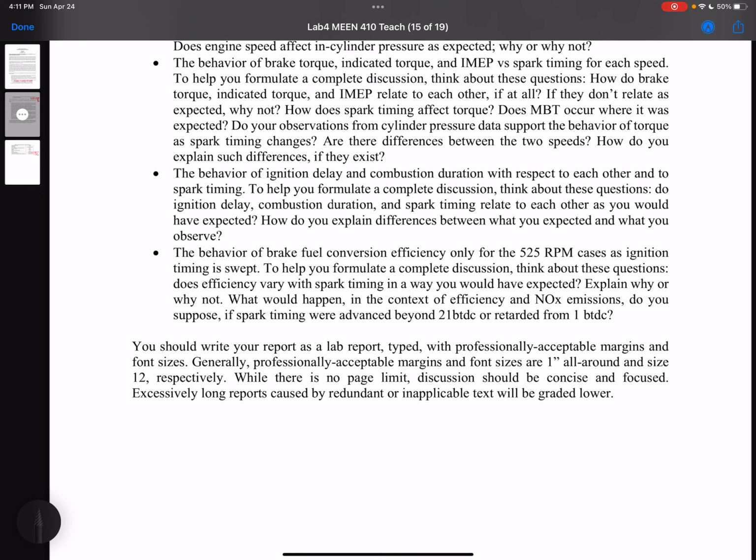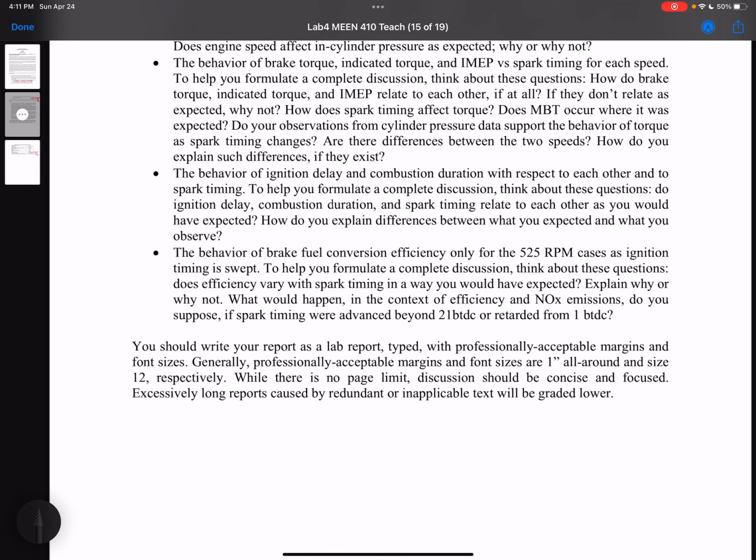And again, as usual, there is no page limit, right? But you need to make sure that your discussion is concise and focused. And excessively long reports are going to result in a lower grade, right? Especially if I feel like there's a lot of redundancy or inapplicable text that's being provided in the write-up, okay?